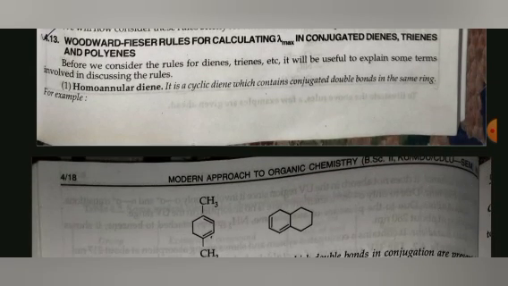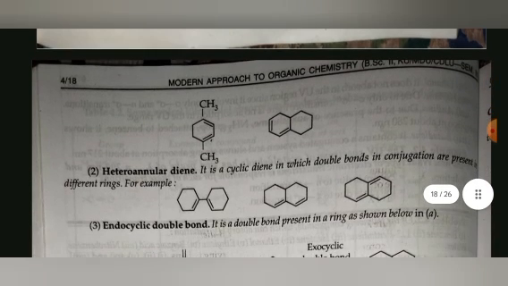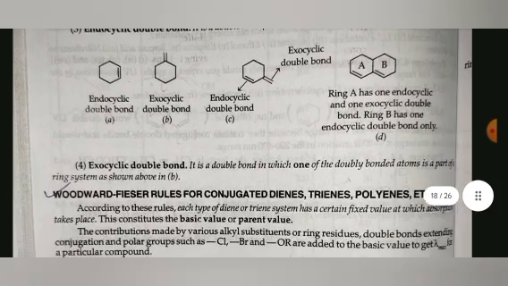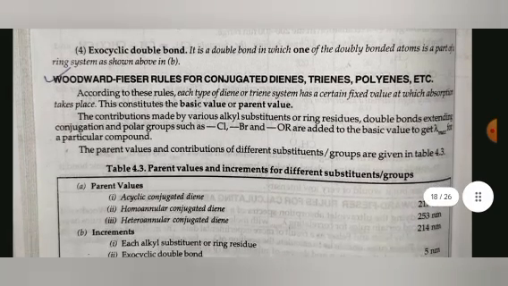Woodward-Fieser rule for calculating lambda max in conjugated dienes, trienes, and polyenes. Before we consider the rules for dienes, trienes, etc., it is useful to explain some terms involved in discussing the rules. First is homoannular diene. It is a cyclic diene which contains conjugated double bonds in the same ring. For example, heteroannular dienes. It is a cyclic diene in which the double bonds in conjugation are present in different rings. Endocyclic double bond. It is a double bond present in the ring as shown below in structure A. Exocyclic double bond. It is a double bond in which one of the doubly bonded atoms is a part of the ring system, as shown above in figure 2.